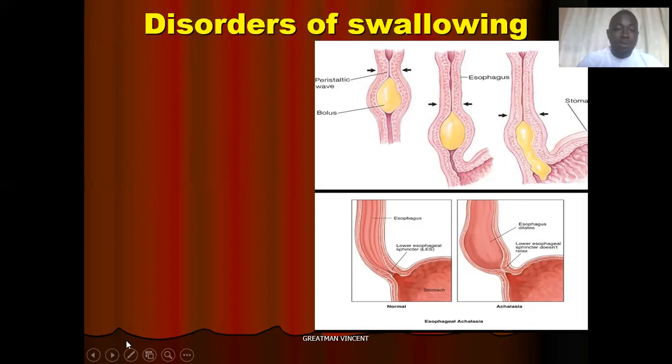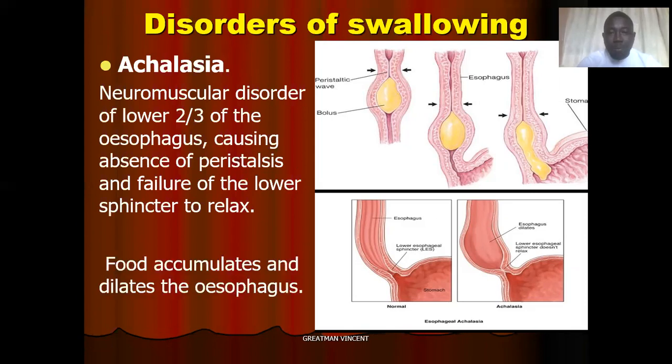And so when that happens, at the end of the day, we are going to have food accumulating in the esophagus and also dilating it. You can see this is a normal esophagus with the sphincter. But when the sphincter fails to relax, food is going to accumulate here and dilate it. It's a very bad experience to undergo, so we have to find medical means to dilate it for you so that food will not be retained in the esophagus, because it's a bad experience you don't want to go through.